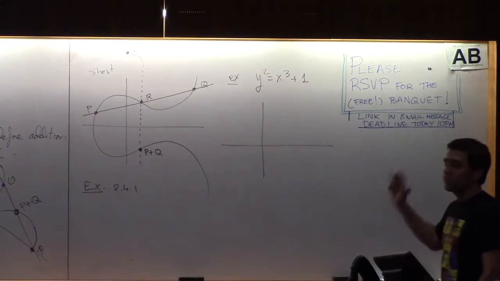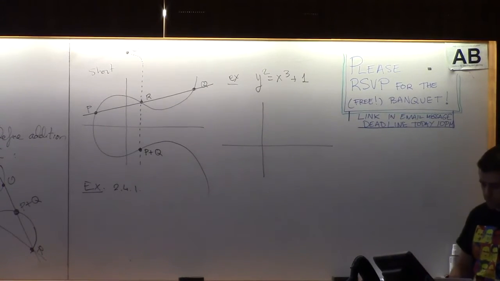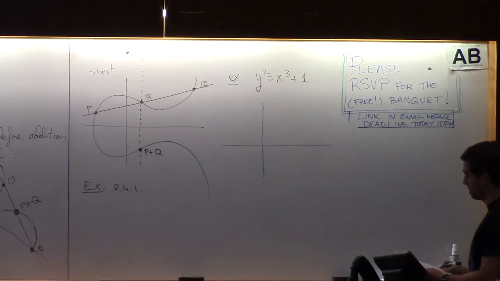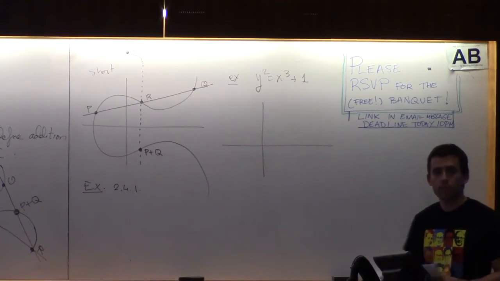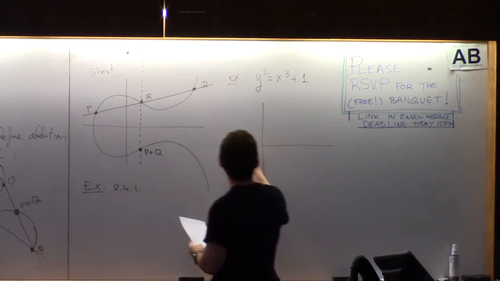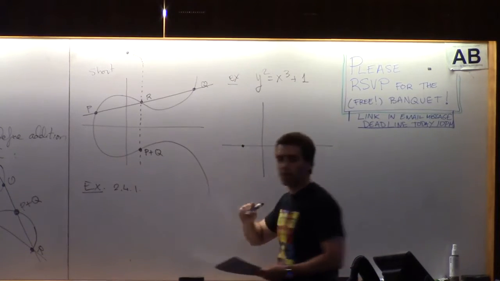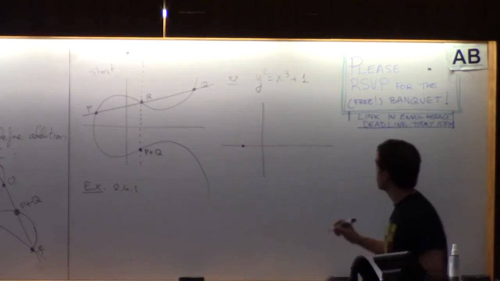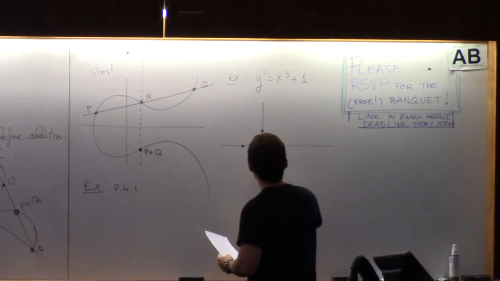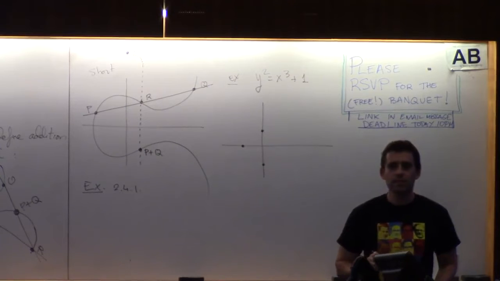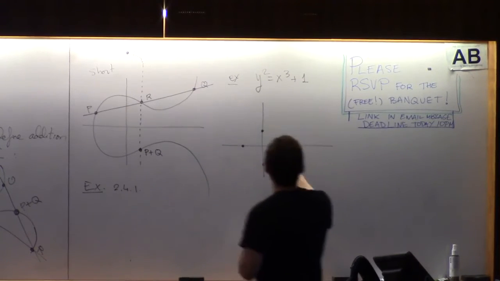So what points are on that elliptic curve? Can you tell me points? -1, 0. Somebody said another one. 0, 1. 0, -1. 2, 3.